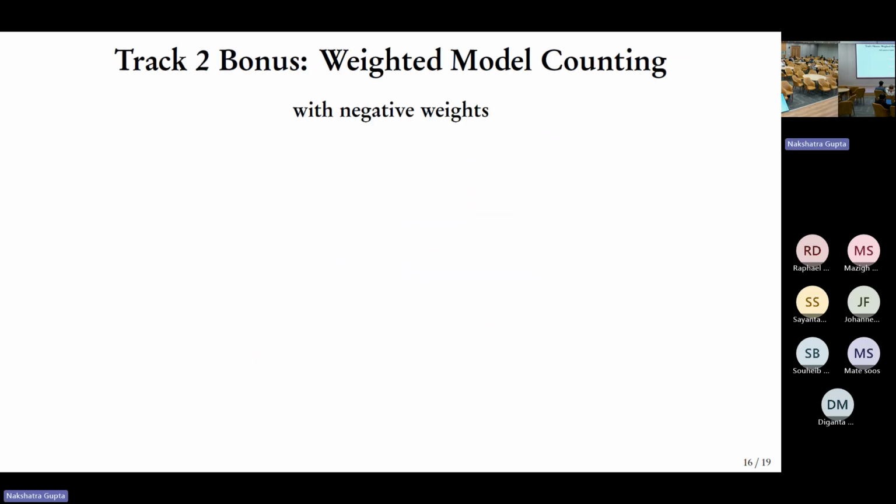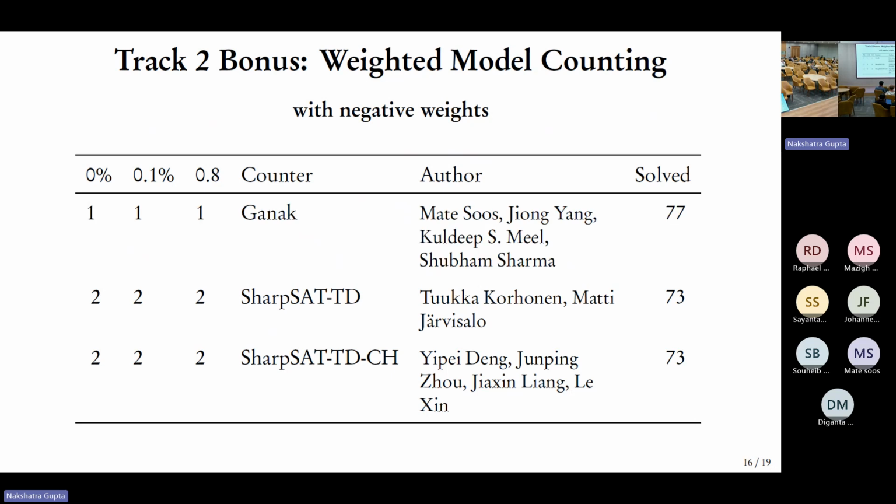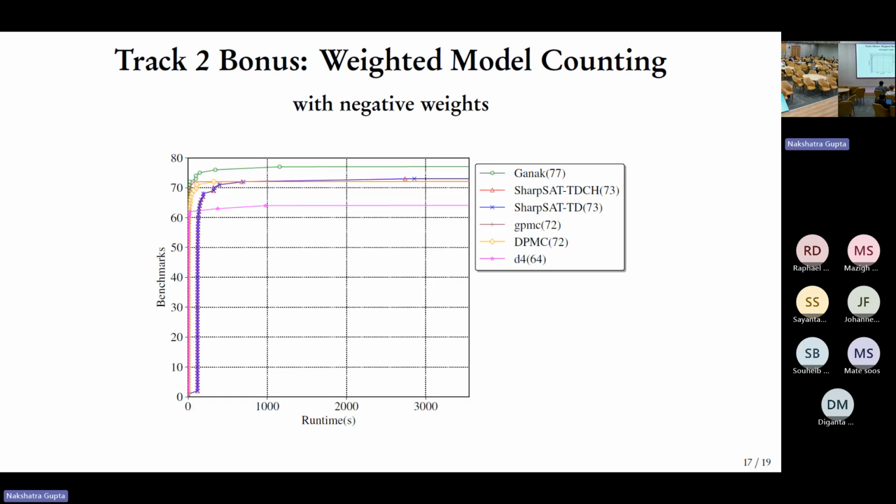Now for the bonus track, with negative weights, both the second and third place are SharpSAT-TD and SharpSAT-TD-CH, which solved 73 instances. And for the first place, we have Ganak, which solved 77 instances. In this bonus track, the difference is pretty low, and the observation is that instances are either solved within 100,000 seconds, or they are almost never solved. In this track, all the solvers perform nearly similarly: DPMC and GPMC solved 72 instances, SharpSAT-TD solved 73, Ganak solved 77. So the performance is pretty close.